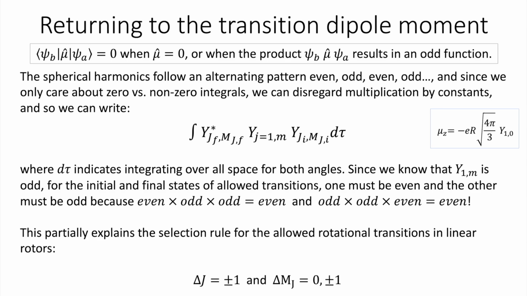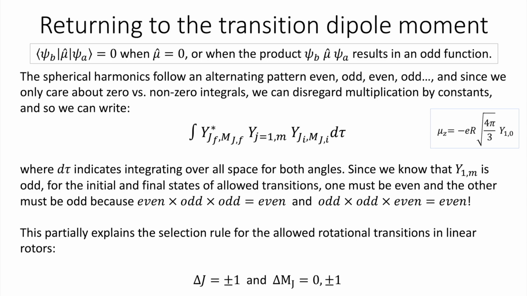So now, this partially explains the selection rule for the allowed rotational transitions in linear rotors. And here's the selection rule at the bottom, right? Delta J can only be +1 or -1, right? So delta J can either go up by 1 or down by 1. That's it. And also delta M sub J, right? That's our M quantum number. That can either not change at all, or it can go up by 1 or down by 1.